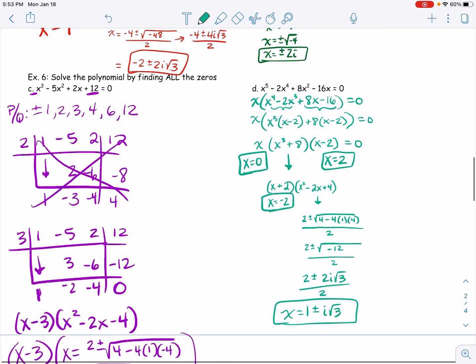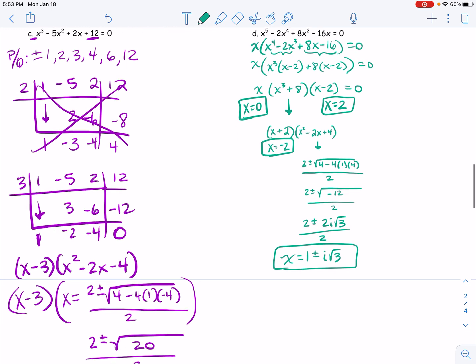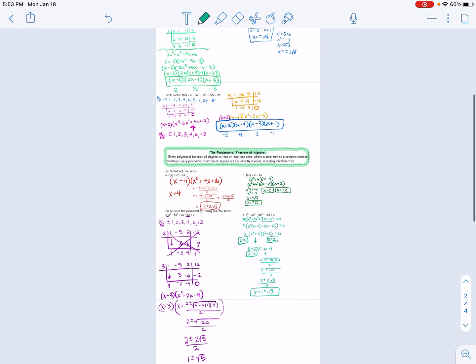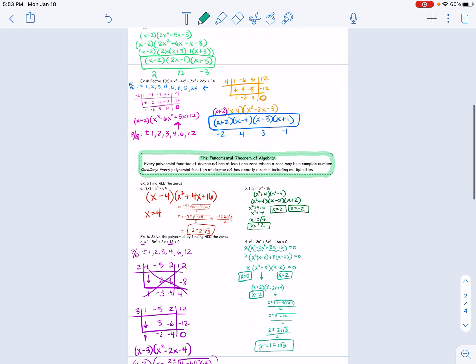So that one, you didn't have to do the guessing and checking, but it took a while to factor because you wanted to make sure you had every single zero for that polynomial. Hope you didn't get too lost or confused. It's really not that hard if you know your factoring.